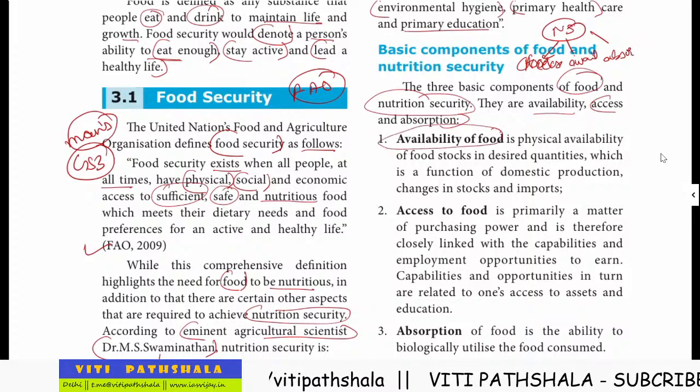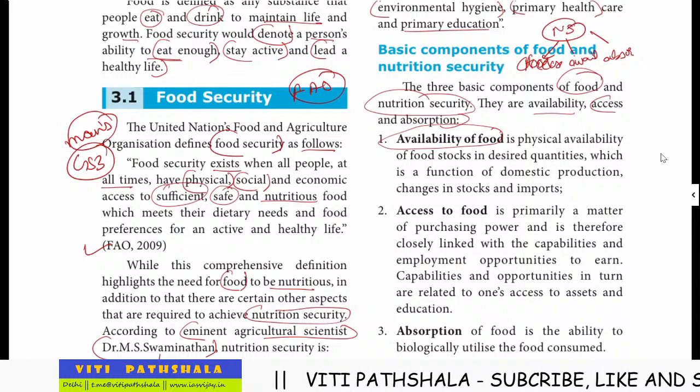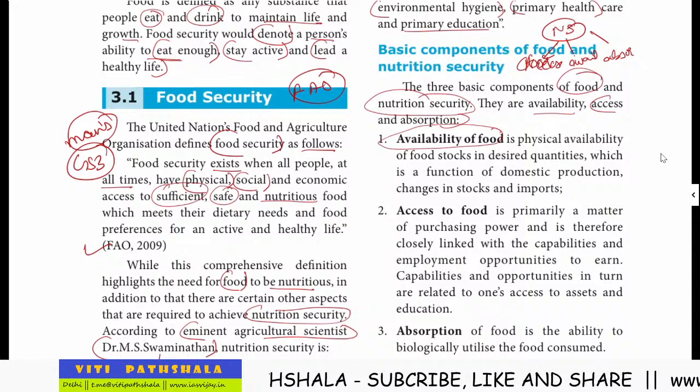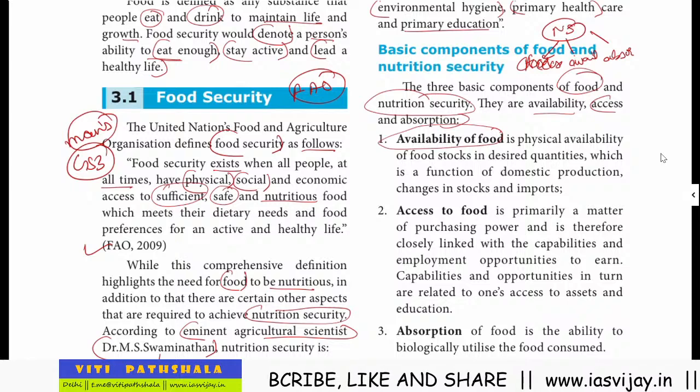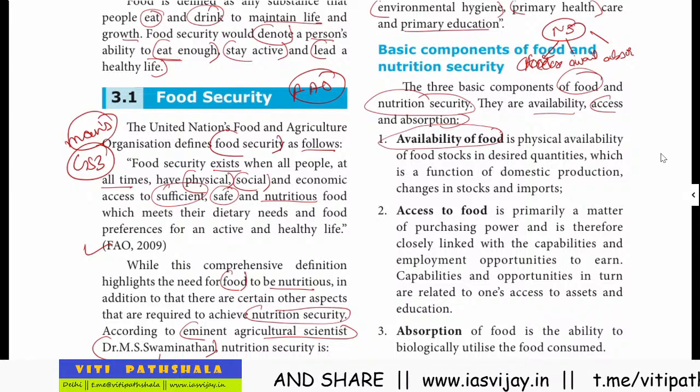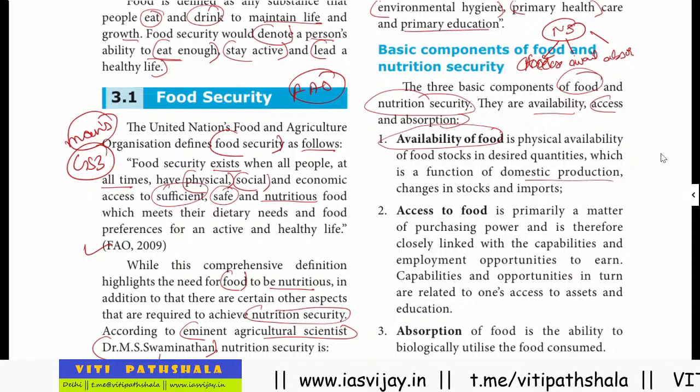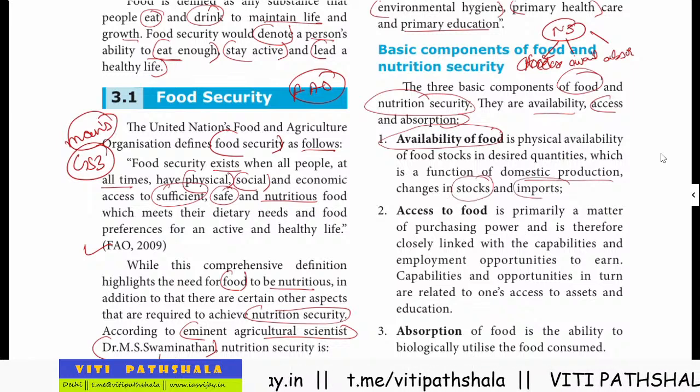Now, what do you mean by the availability of food? It is the physical quantity of food stocks in the desired quantities, which is a function of domestic production, the changes in the stocks and the imports.